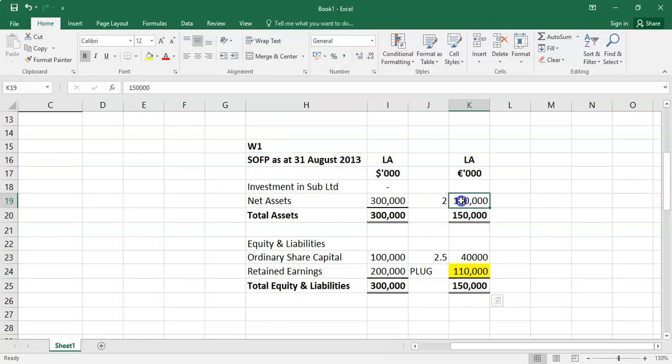So that net asset is going to go in, that share capital is going to go in, and it's going to go to the goodwill working. And we need to split this out then. What's in here? Some of it is going to be retained earnings.